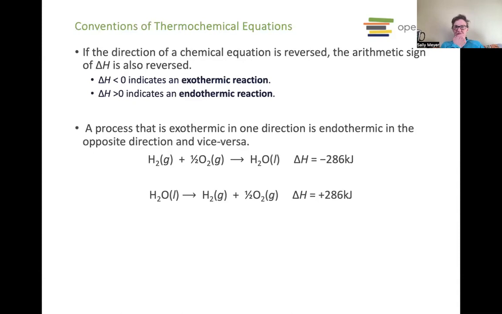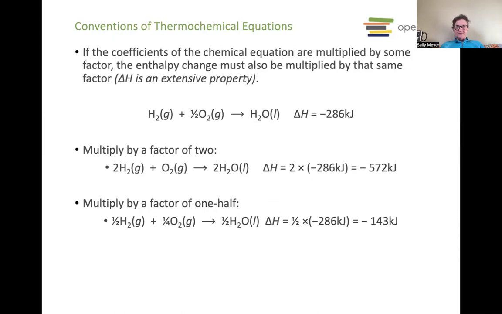If the direction of the chemical equation is reversed, the arithmetic sign of delta H is also reversed. If the reaction goes one way and heat's released, that means if you have the reaction go the other way, that same amount of heat would have to be put in. That shows us at the bottom here that if the reaction of hydrogen and oxygen is exothermic, the reaction to make hydrogen and oxygen is endothermic. So you just would change the sign.